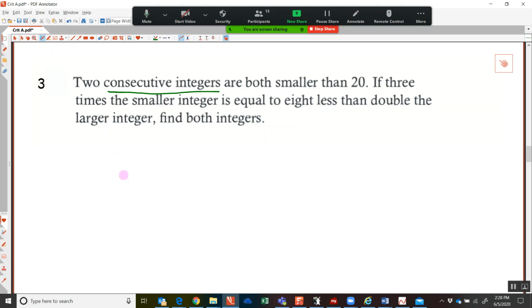Say it again. X and Y. Okay, let's call them X and Y. Which one's the larger and which one's the smaller? Small and Y is large. Okay, small and large. So let's say 2 consecutive integers. What does that mean then?